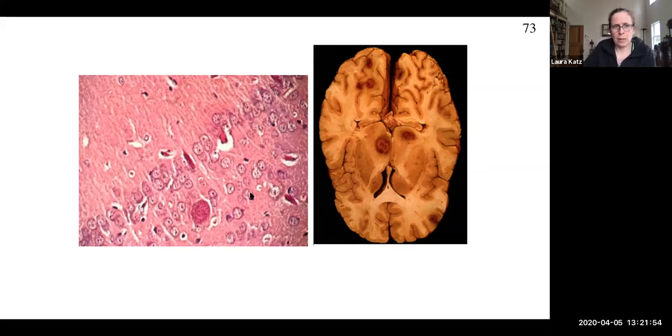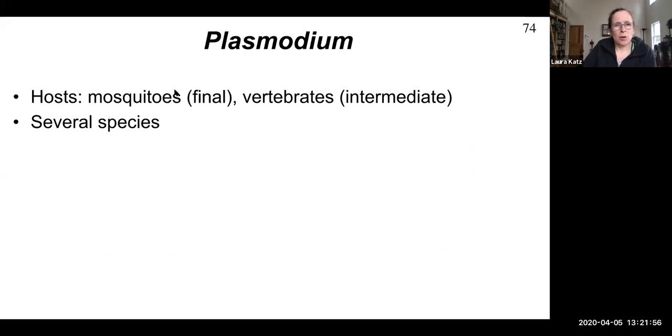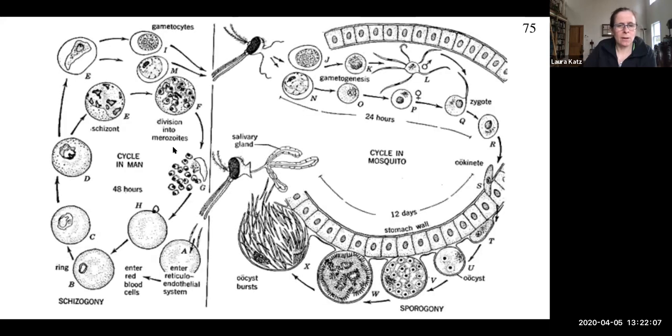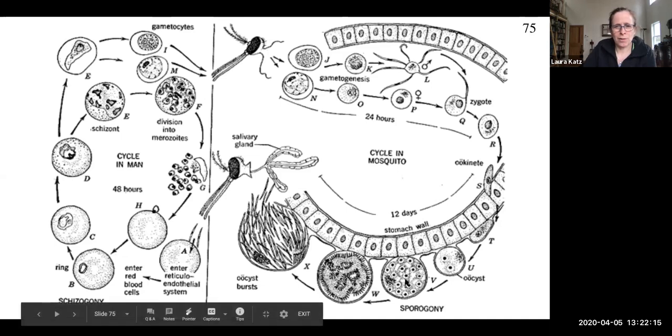I'll end with Plasmodium, which is the cause of malaria, in this clade. Its final host is mosquitoes, but it can also pass through many vertebrates, and there are many species of Plasmodium out there. This is Vivax, which can go through a mosquito, where it goes through all of its sexual life cycle stages with all of these different words, which I'm not going to hold you to.